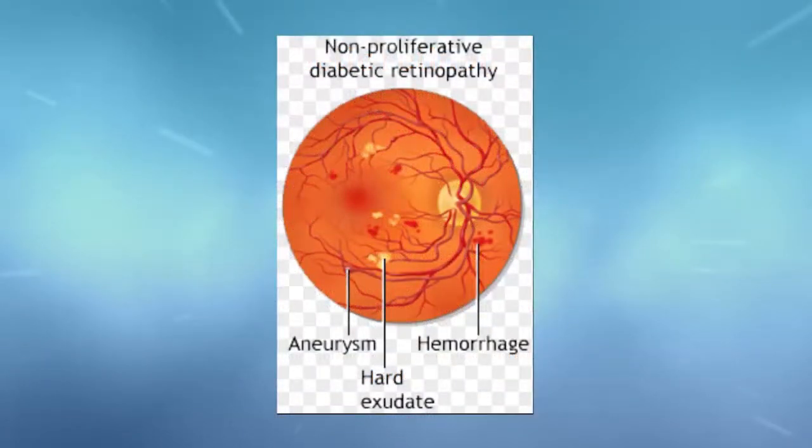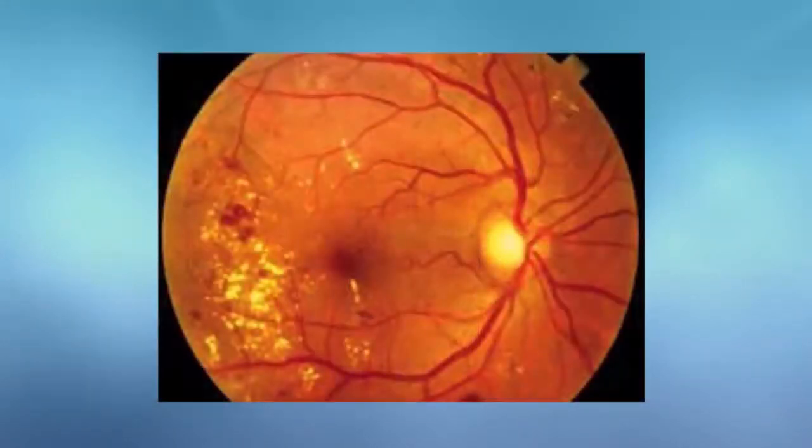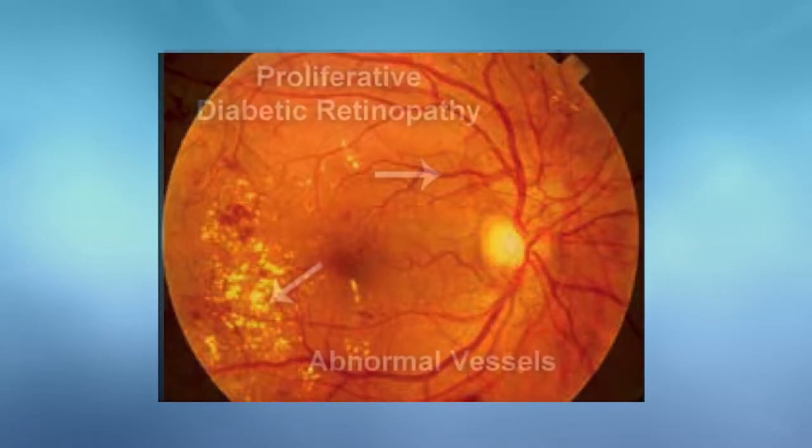I just put some examples of pictures. As you see, this is non-proliferative diabetic retinopathy. We said there is some hemorrhage, some aneurysm in the vessels, and there will be some hard exudate. And this is another true picture of the fundus. And you can see, as we said, some exudate, some hemorrhage, and some proliferation of the vessels.